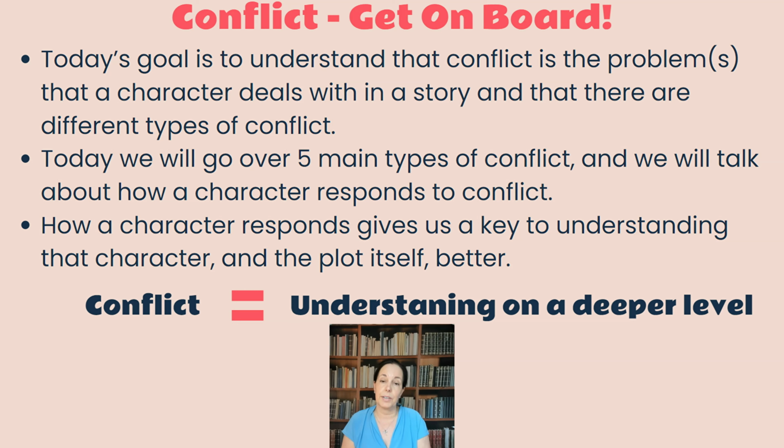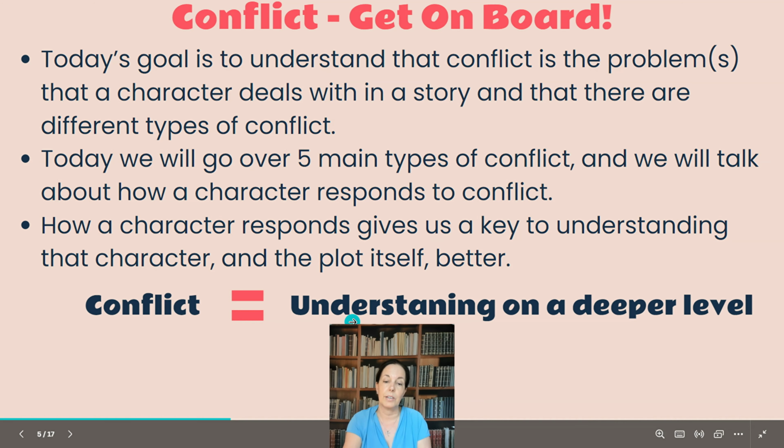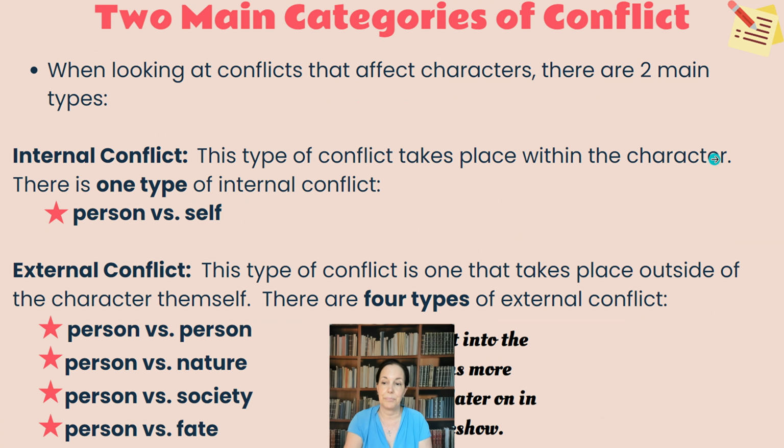Today's goal is to understand that conflict is the problem or problems that a character deals with in a story, and that there are different types of conflict. Today, we will get into 5 different types of conflict, and we will talk about how a character responds to conflict. How a character responds gives us a key to understanding that character and the plot itself better. So conflict leads to a deeper understanding of the story.